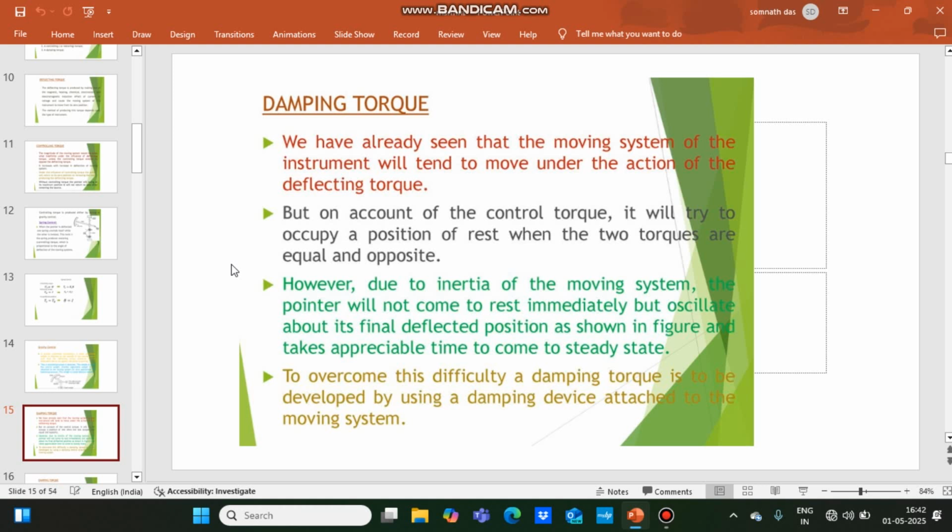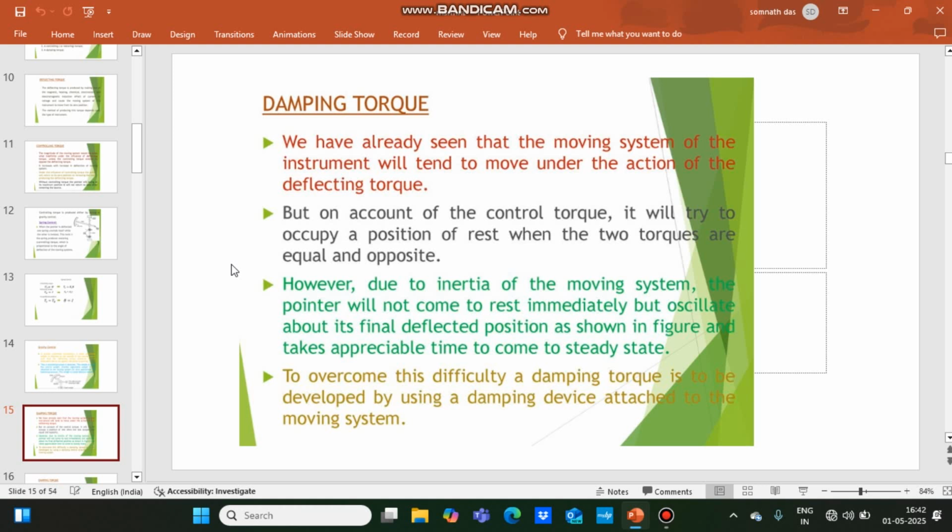Damping torque. After going to the final position, the pointer oscillates over the final position because of the inertia of the moving part. Due to the inertia of the moving part, we will see some oscillation over the final position of the pointer. So to reduce the oscillation over the final position, we require some damping torque or damping force.